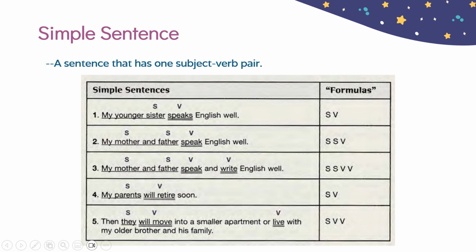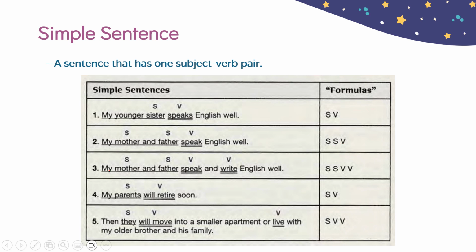For the second example, number two, my mother and father speak English well. My mother as the first subject, father as the second subject, and speak as the verb. There are more than one subject, so the formula is subject, subject, verb, SSV.